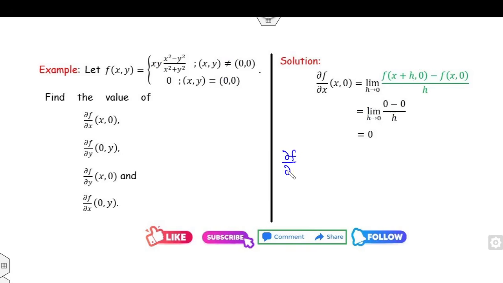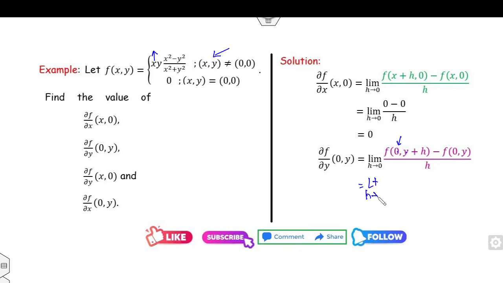Similarly, you can find the second part, del f upon del y at the point (0, y). That means you have to freeze the value of x. X is constant. And the y is varying from y plus h and y, so that the difference is h. Again I can substitute this value. X is 0. Again this is the case. When x is 0, this value is 0. Limit as h approaches 0. When again x is 0, this is 0 over h. The answer is again 0.